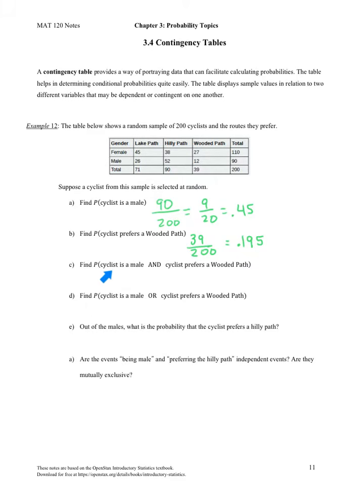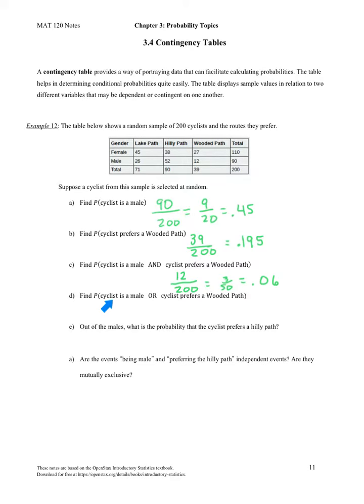Next, find the probability the cyclist is a male and prefers a wooded path. So if we look in the row of males and the column of wooded paths, we'll see that 12 preferred both. So that will be 12 out of 200. And as a decimal, 0.06.